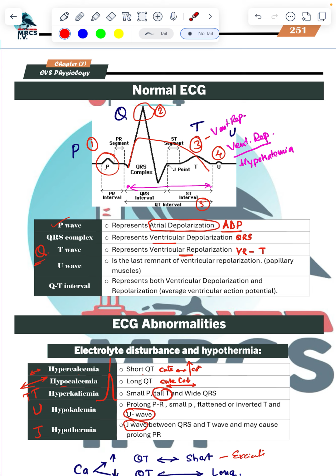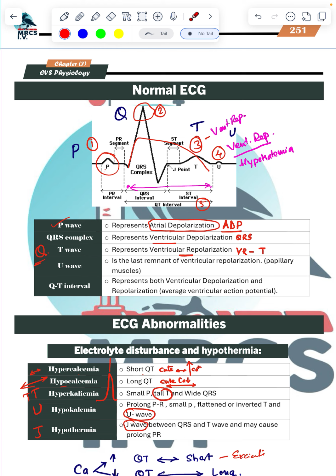The cardiac cycle has got atrial. The heart has got two atria, two ventricles. First, the depolarization starts from the atria. That causes depolarization, causes contraction. So first, the P wave is because of contraction or depolarization of both the atria. So P wave is the representation of atrial depolarization, P, atrial depolarization.